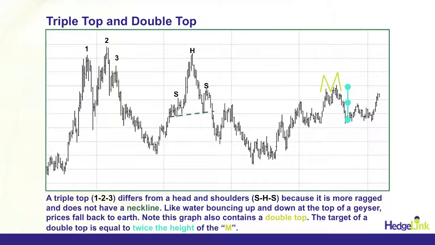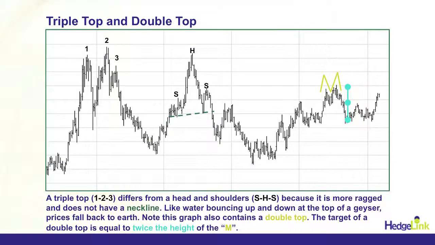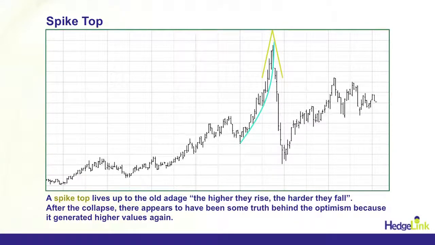Well, when we look at the variety of tops, we've already looked at the head and shoulders formation. A different type of top, closely akin to the head and shoulders, is a triple top. The distinction with a triple top is that there is no clear neckline. Prices just churn like the water at the top of a fountain before eventually falling back to earth. A double top is a much simpler affair. It has the shape of a large M, and the downside objective of a double top is twice the height of the M.